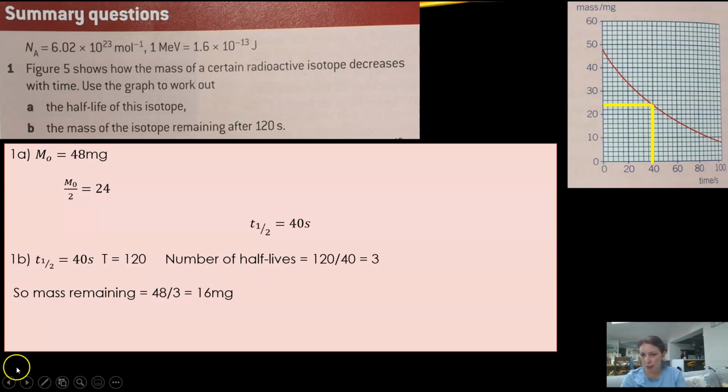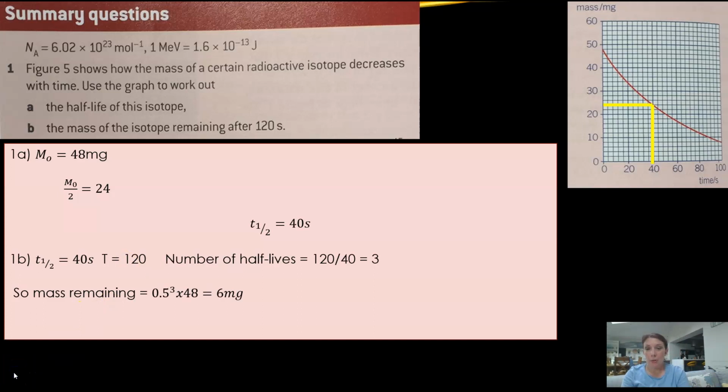So the mass remaining will be 16. Hang on, let me just check that. Sorry, I was rushing making this and I realised I did the last bit wrong. So you don't divide it by 3 at all. You do use that little formula I talked you through. The fraction you're decreasing by is 0.5. You've got 3 half-lives, you put 0.5 to the power 3 and then times it by your original number, which is 48. So the answer is 6 milligrams, okay? You completely ignore what I did before. I was having a brain freeze.